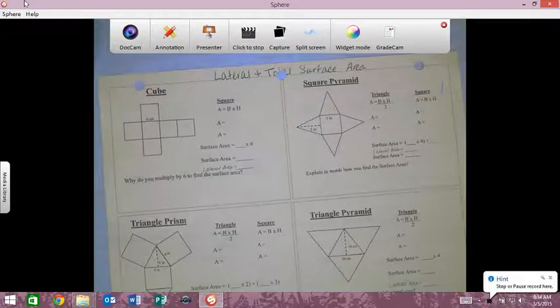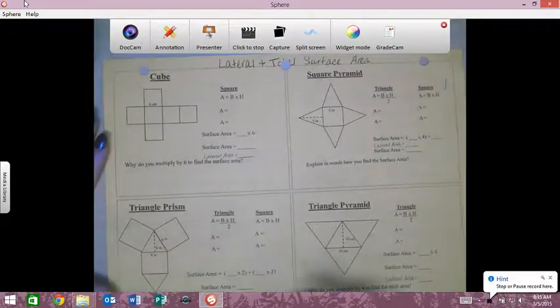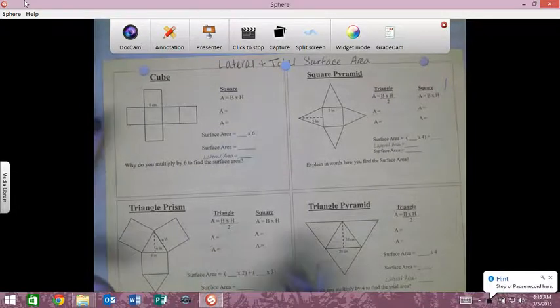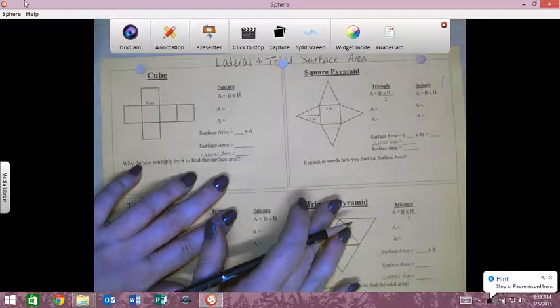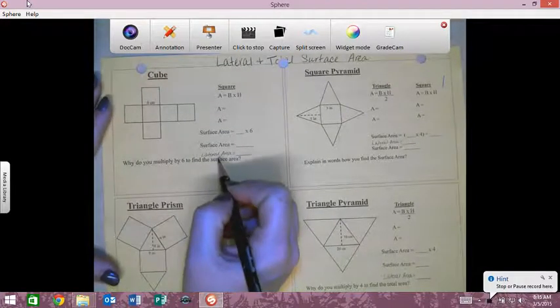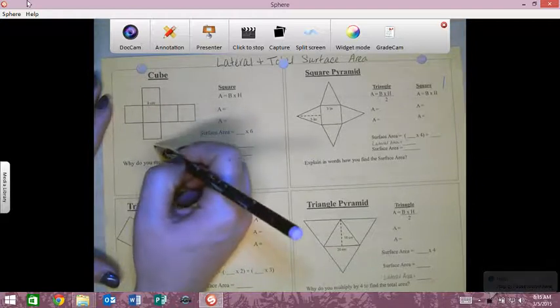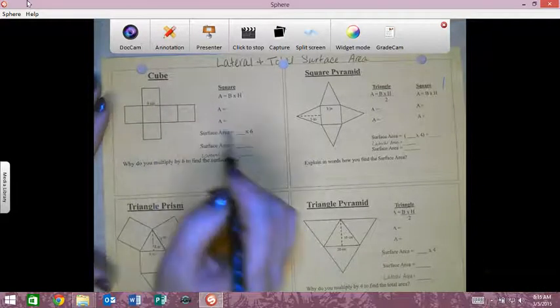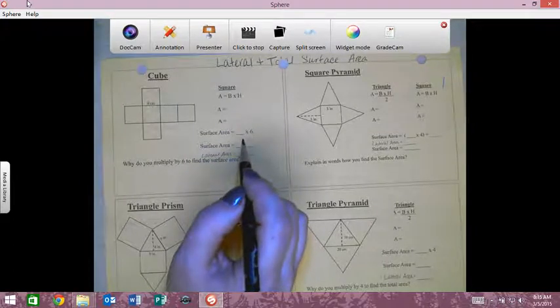Hey everybody, this is going to be a lateral and total surface area assignment. This is kind of a gold color. It's hard to see on the screen, but it is. So what we're going to do on here is break down finding your surface areas. Remember, your total surface area is the area of every single face and base added together. Your lateral surface area is only the area of the faces.